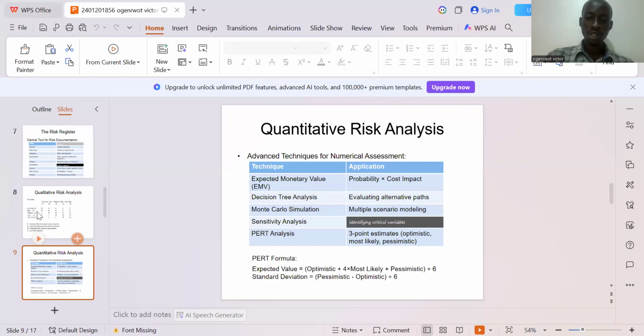So what is quantitative risk analysis? This is where you now go into deep mathematical procedures and calculations to really get a deeper understanding of the risks. Some of the techniques you can use are expected monetary value, the EMV, the decision tree analysis, and the PERT analysis. Those are all what you can use.